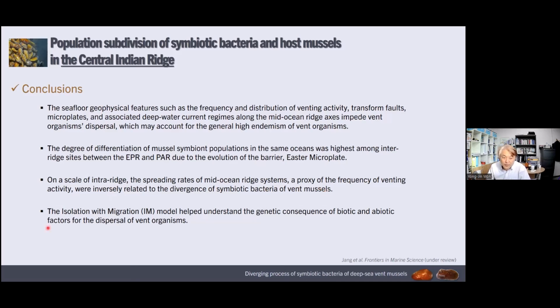Finally, the isolation with migration genetic model helped us to understand the genetic consequences of the biotic and abiotic factors for the dispersal of vent organisms and evolution of these organisms.